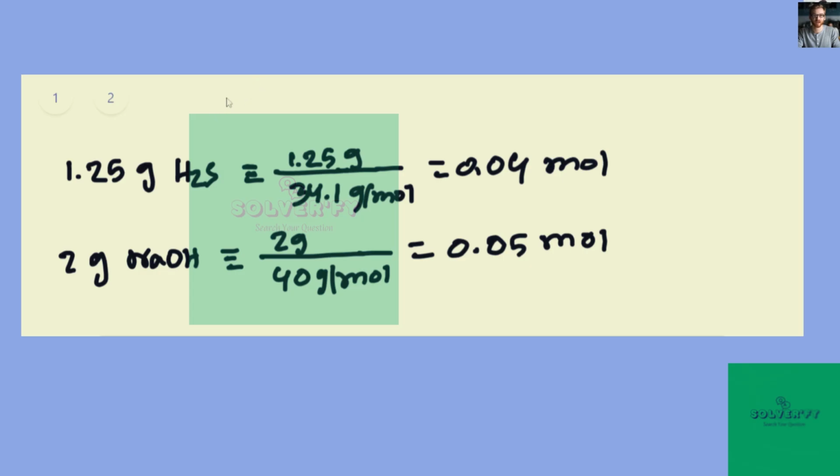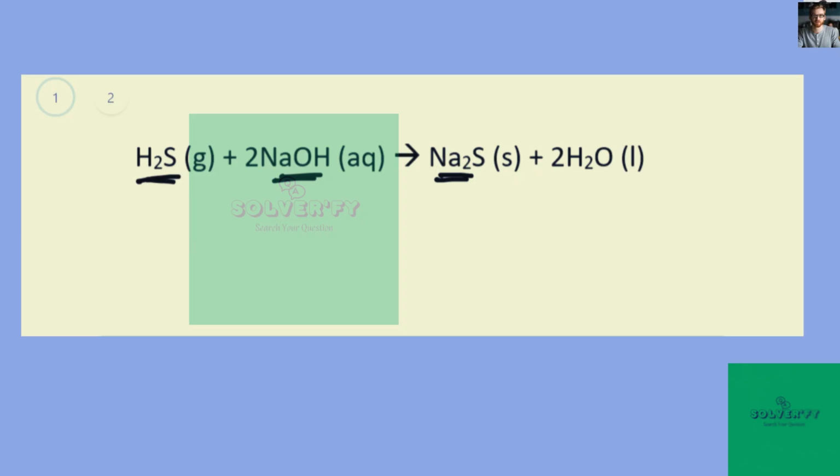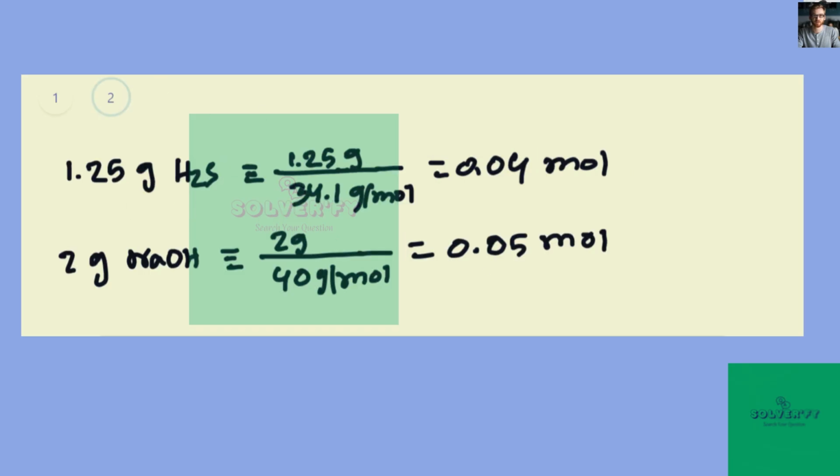because the product yield will be based on the amount of limiting reactant. So from here you can see that 1 mole of H2S will react with 2 mole of sodium hydroxide. That means 0.04 mole of H2S will react with 0.08 mole of sodium hydroxide, but we have 0.05 mole of sodium hydroxide.